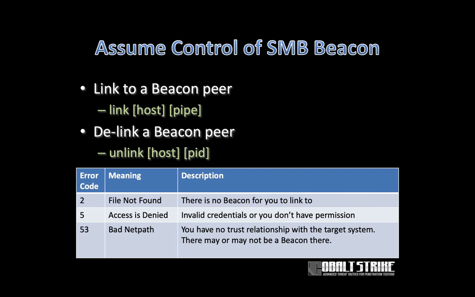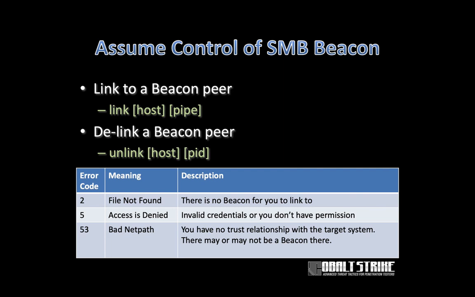If it's on a remote target, it might mean that your current context does not have valid credentials in your current access token to authenticate to that system and connect to that pipe. Or it might mean that your current context simply doesn't have permission to access this pipe, which could be locked down for some reason by the system.